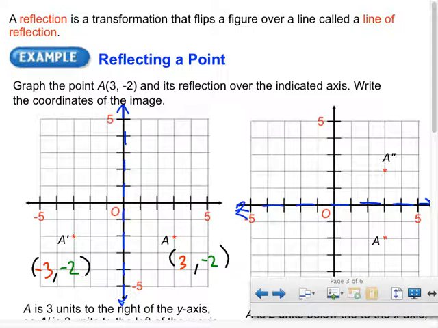So the number stays the same, but the sign changes. Right? I'll give you an example. Two numbers that have the same magnitude are negative 15 and positive 15. Right?